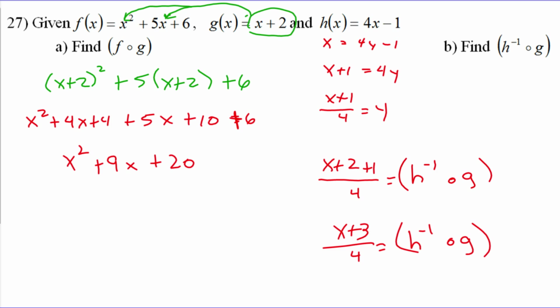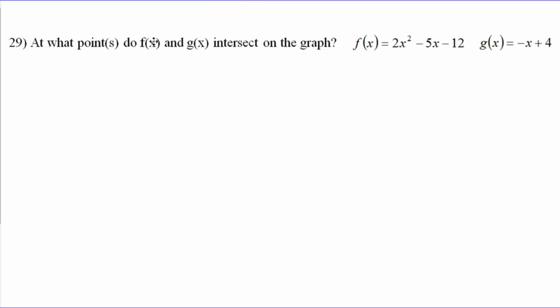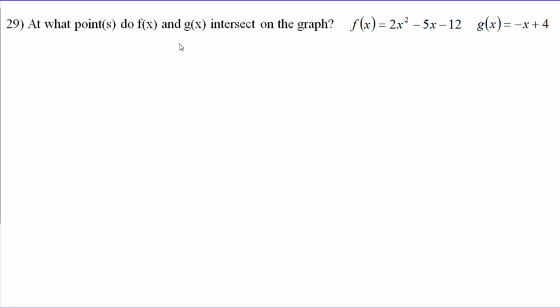So next problem. Problem 29. It's saying at what point do these graphs intersect each other? We've seen this several times. This really just means set them equal to each other and solve. So I'm going to say 2x squared minus 5x minus 12 is equal to negative x plus 4.